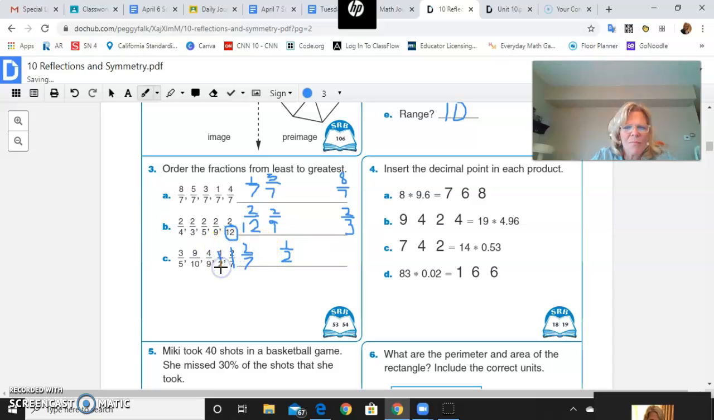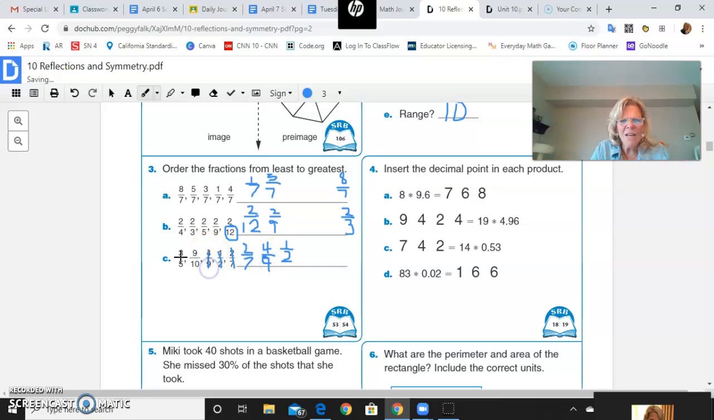That one's out. Now 4/9 I know is less than half because half of 9 would be 4.5. So I'd go 4/9 would be the next one because it's really close to half. So it's closer to half than 2/7 is. Whoops, that's not right.